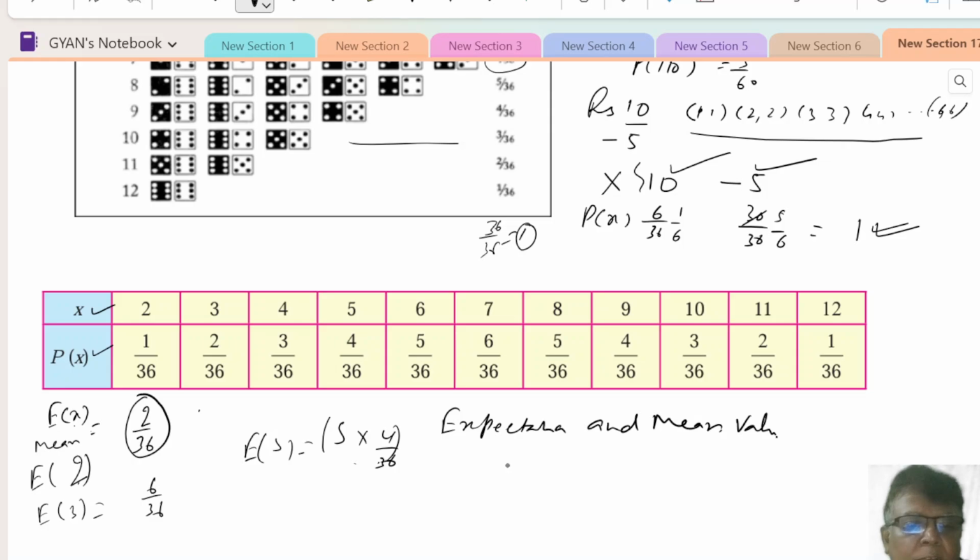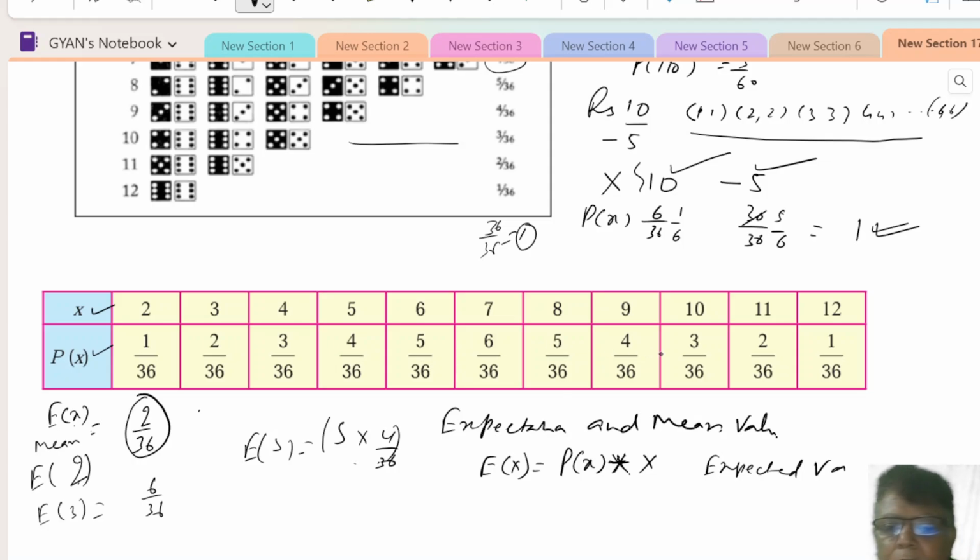So if you have to find the expectation of x, that is the sum of x into p(x). That is the expected value. So this is the formula for the mean value or expectation.